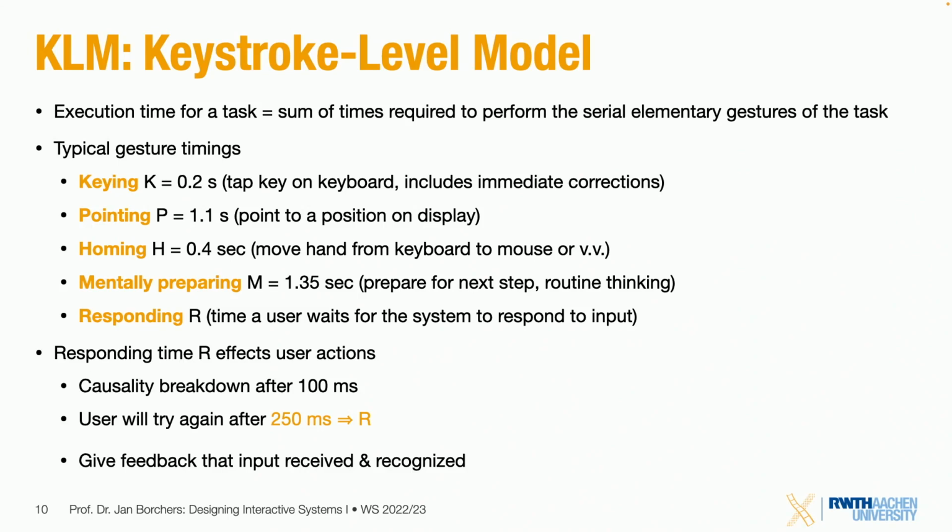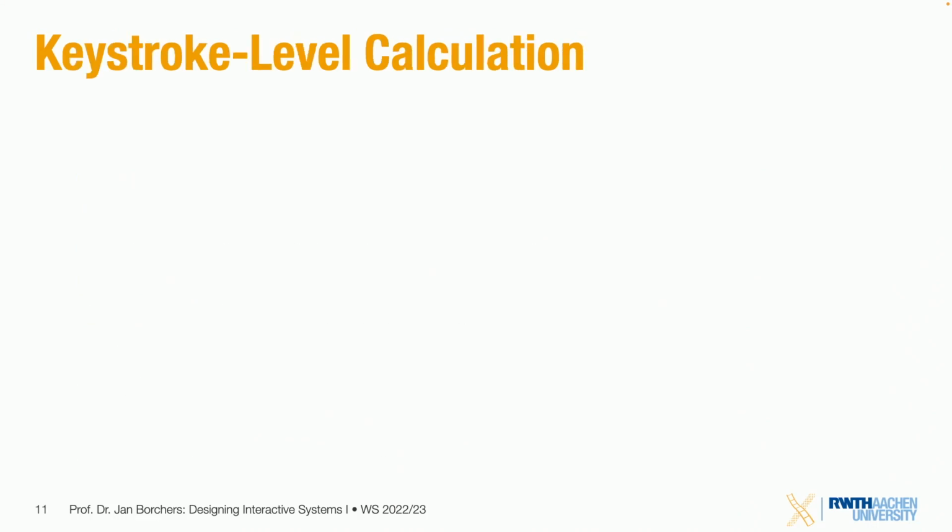And that's where we're going to have a little bit of a weird way of finding out which M's to put into our sequence. The rest of the sequence is pretty clear, right? Keying, pointing, homing, and even responding, we can just determine by looking at how the system works. But the mental preparation, that's not something you can see or automatically derive. You need to have some guidance on where to put these mental preparation operators. And that's what the KLM gives you.